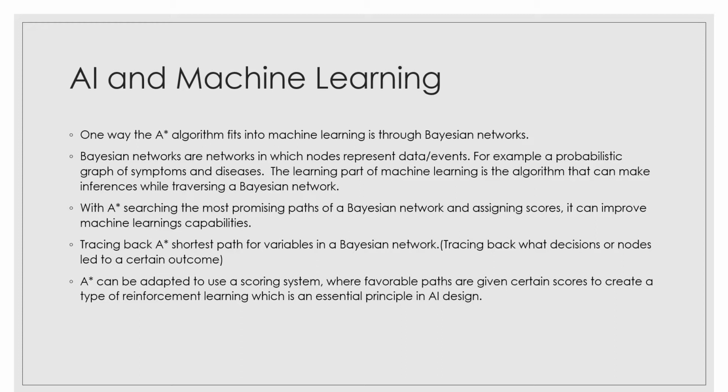With A-star searching, the most promising paths of the Bayesian network are assigned scores, and that is used to improve machine learning capabilities. When a certain path that is followed is considered favorable, it'll be given a higher score. Tracing back the paths using A-star on a Bayesian network would allow you to see what led to an outcome. Say you're trying to find the shortest path to, say, coronavirus, and you have a whole bunch of symptoms leading up to it. I guess the shortest path would be the most common symptom.